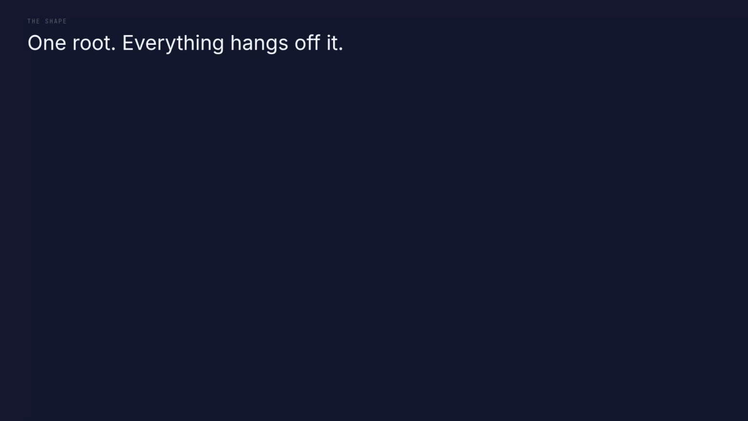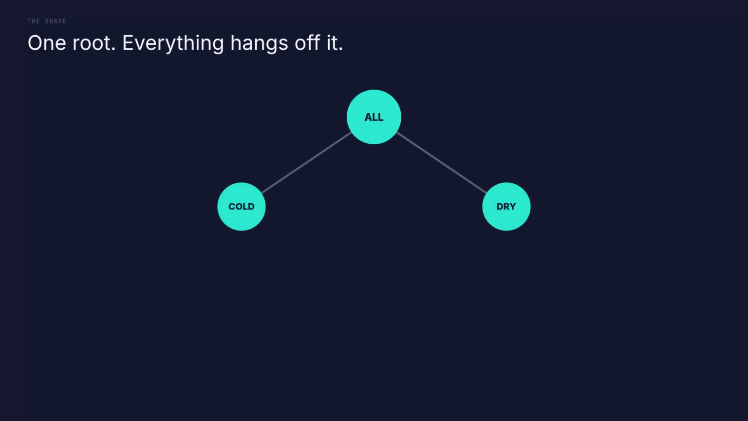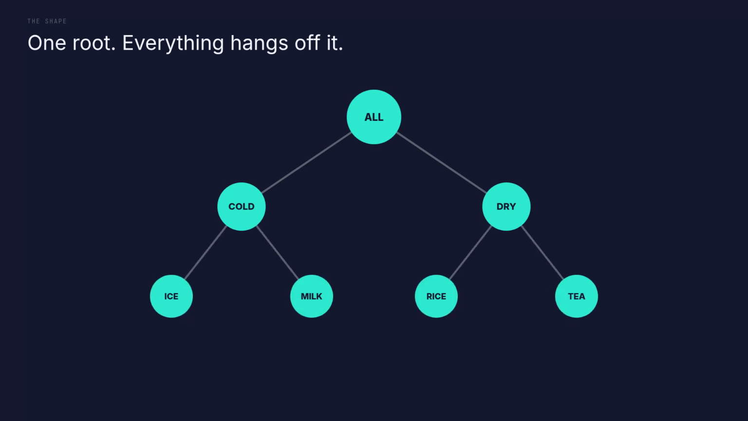Every tree starts with a single bin at the top. That's the root, and there's only ever one of them. Now hang 2 more off it: cold storage and dry goods. Those lines between them are just address tags pointing from a parent down to its child. And under those go the actual bins. Ice and milk are cold. Rice and tea are dry.